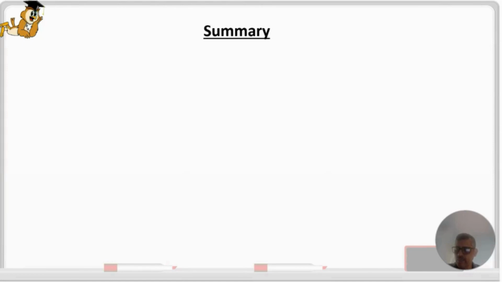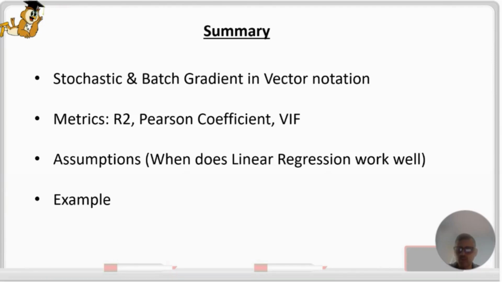This brings us to the end of our lectures on linear regression, and I want to summarize this lecture for you. This is what we did, okay? We began this lecture by looking at the stochastic and batch gradient approaches in vector notation. So we already had discussed what stochastic and batch was for the binary classification problem, but over here we looked at how they morph using the vector notation.